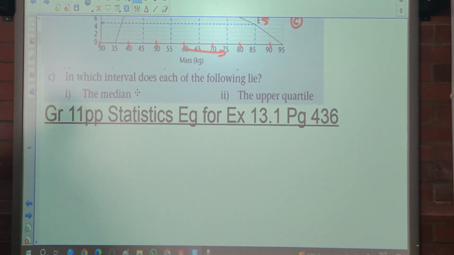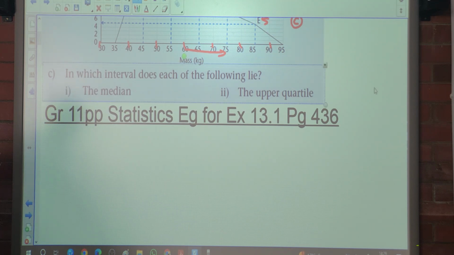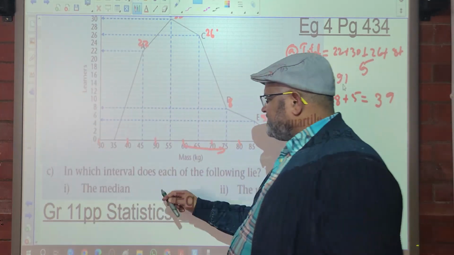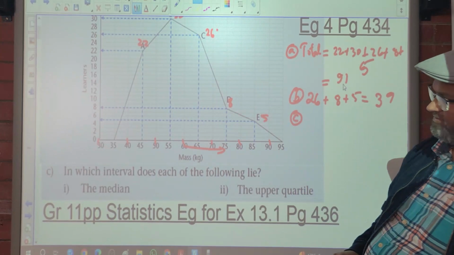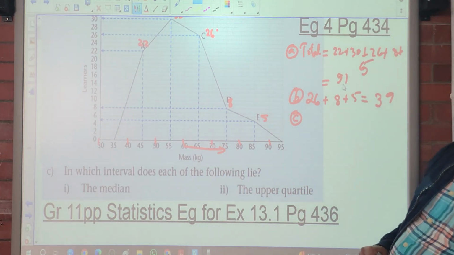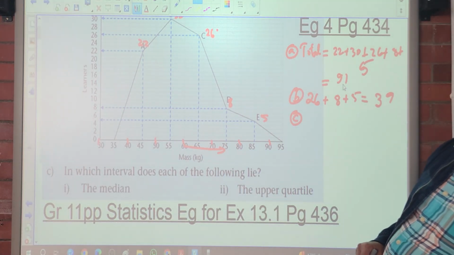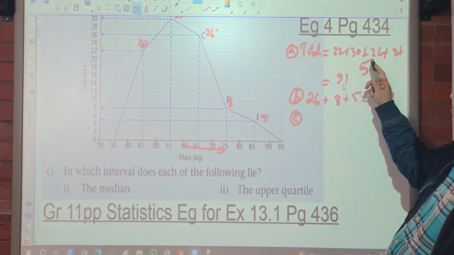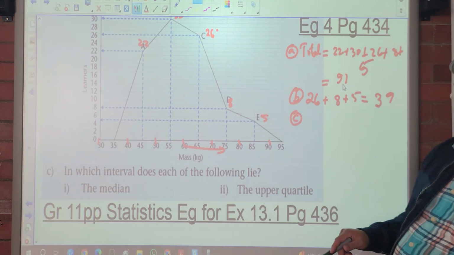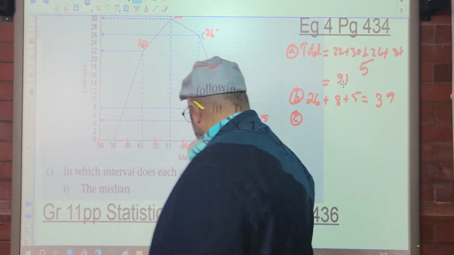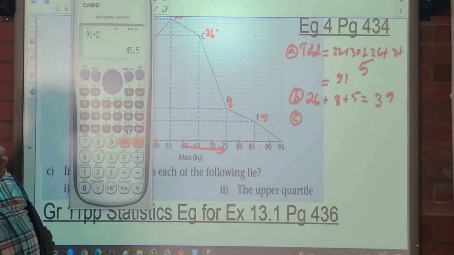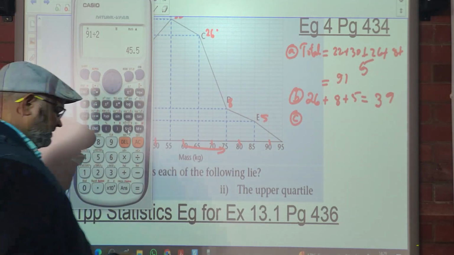C. In which interval does the median lie? The median is the middle number of sorted data. How many values are here? 91. What's 91 divided by 2? 45.5, I think. So in other words, it's the 46th number.